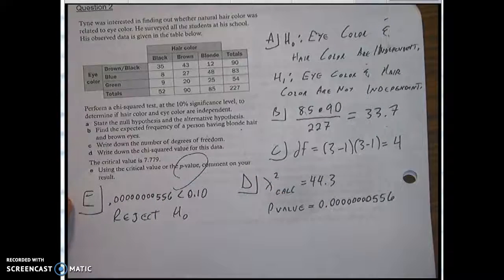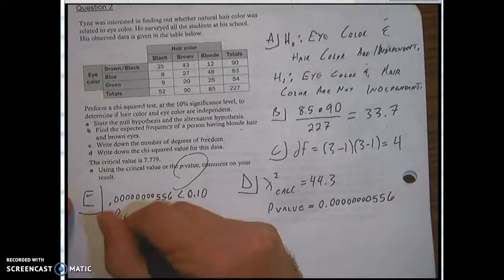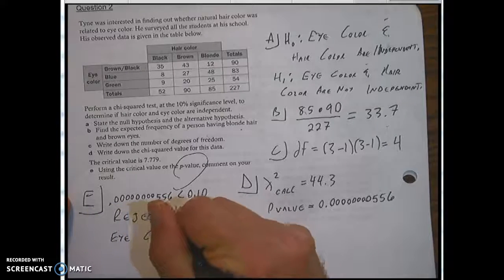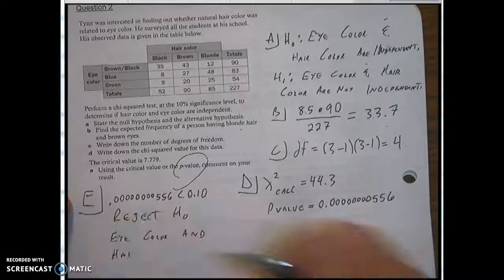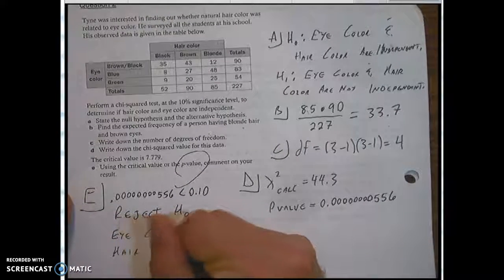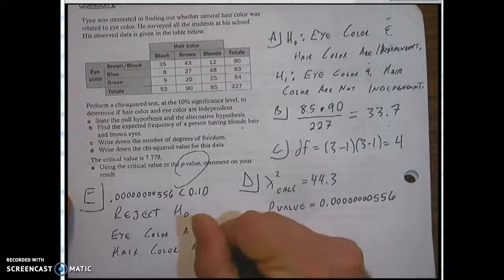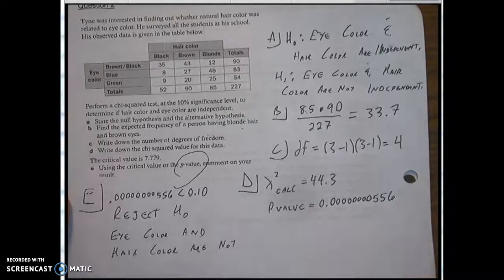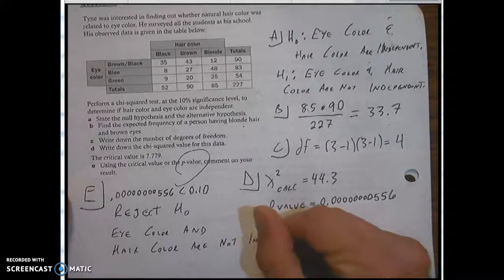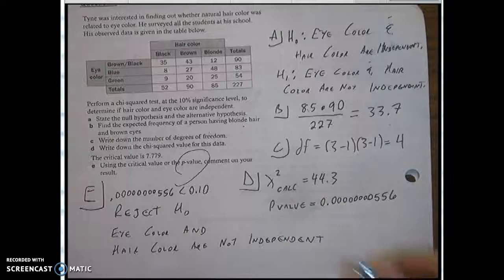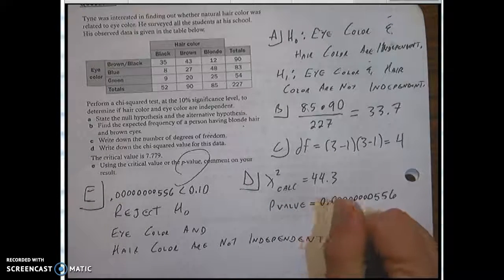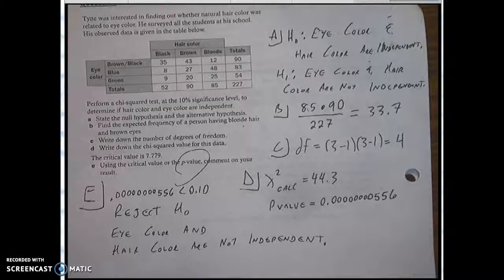and I'm going to say that eye color and hair color are most definitely not independent. And that's the whole process there. So that's how you're going to want to conduct the chi-square test of independence using the calculator.